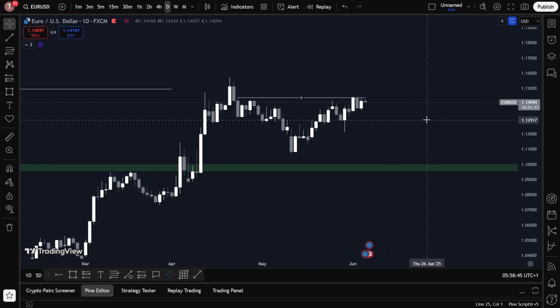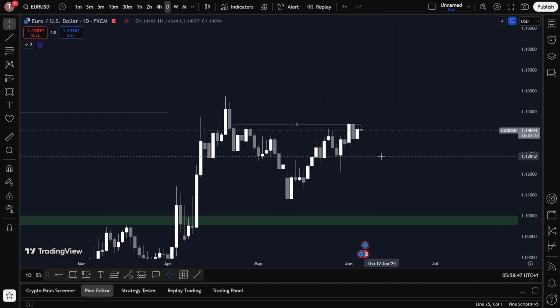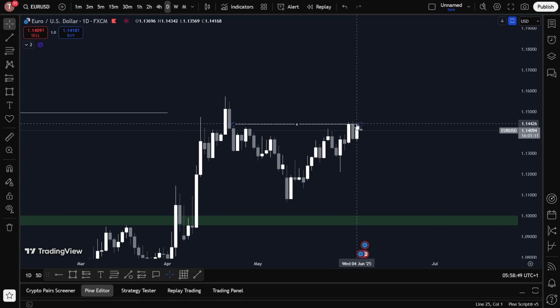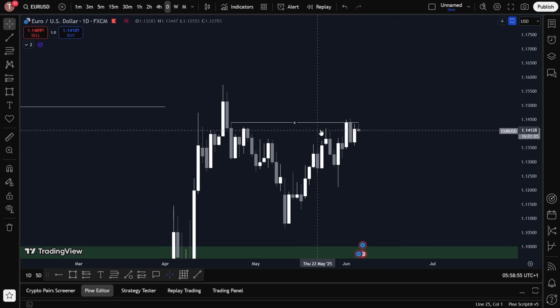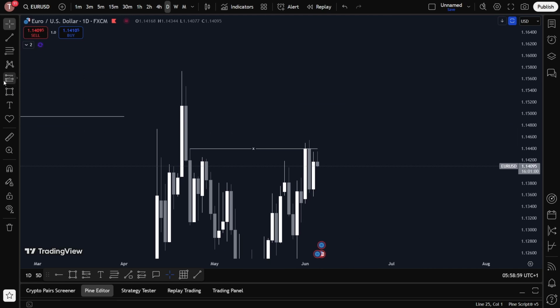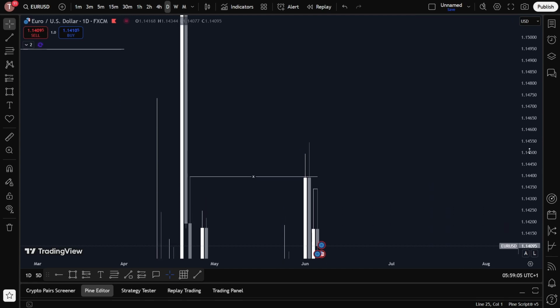As we move into the dailies, what we can see is that the price had taken these equal highs and we are failing to get a close above this range. So I'm anticipating now that most likely the price can move to the downside. Apart from that, there is one more thing: the price had taken the previous day's high. Let me just zoom in a bit.